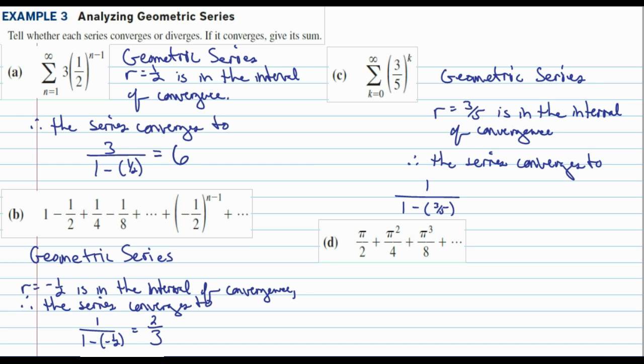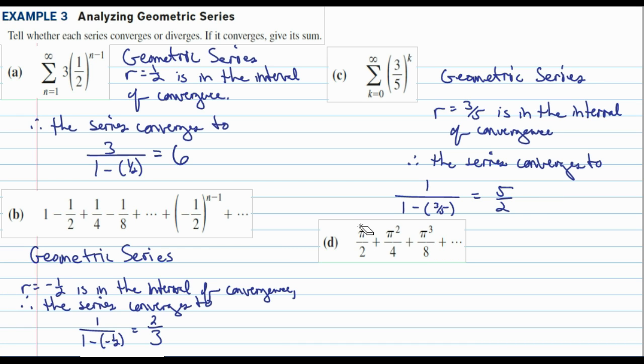So the series is going to converge to 1, because if we plug in 0, 3/5 to the 0, our first term is 1, over 1 minus the r value, 3/5, which then would be 5/2. So again, if I add all these terms all the way up to infinity, starting with k equals 0, then k equals 1, 2, 3, etc., I would converge to 5/2.